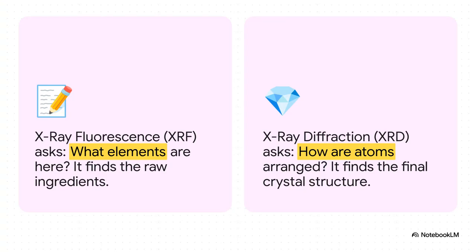The 2 main tools we use ask 2 totally different questions. Think of it this way. X-ray fluorescence, or XRF, is like reading the ingredients list on a box of cake mix. It just tells you what's in there. But X-ray diffraction, or XRD, is like looking at the finished baked cake. It tells you how all those ingredients were cooked and arranged into their final, beautiful crystalline forms.